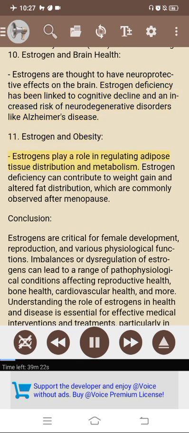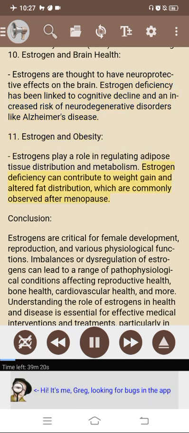11. Estrogen and obesity. Estrogens play a role in regulating adipose tissue distribution and metabolism. Estrogen deficiency can contribute to weight gain and altered fat distribution, which are commonly observed after menopause.